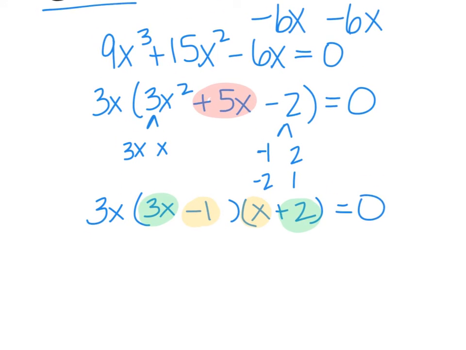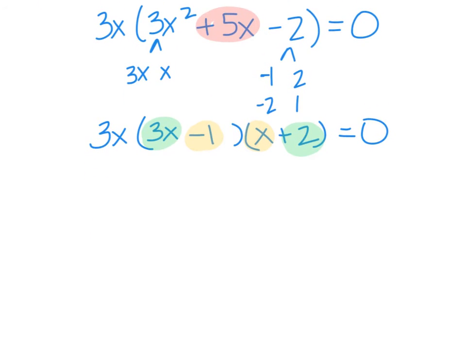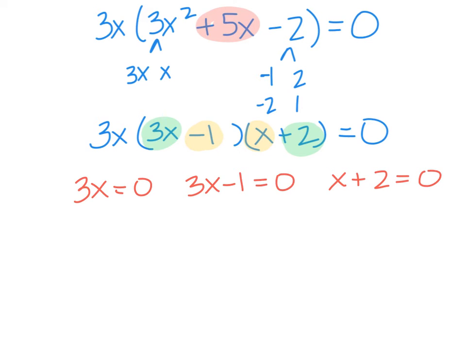Okay, so now I'm going to scroll down a little bit so we can do the solving. So this is the factoring part. Now to solve, I need to take each of those factors, so 3x instead of equal to 0, 3x minus 1 instead of equal to 0, and x plus 2 is equal to 0. So those are my 3 equations I'm going to solve.